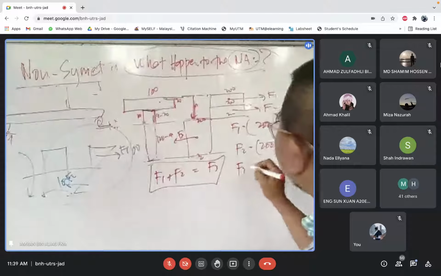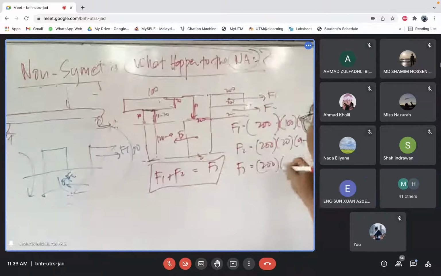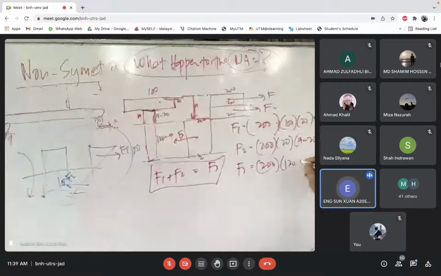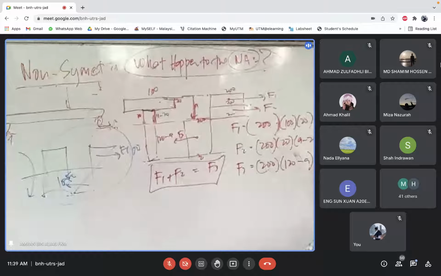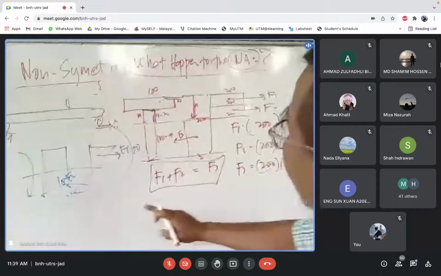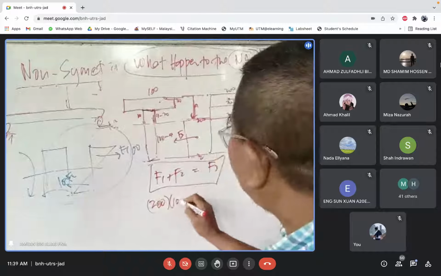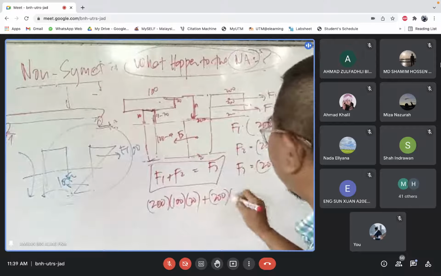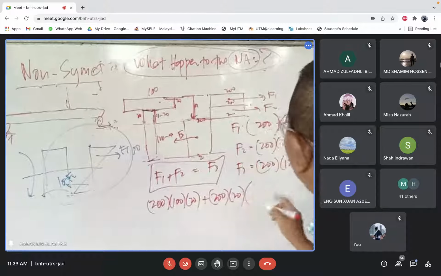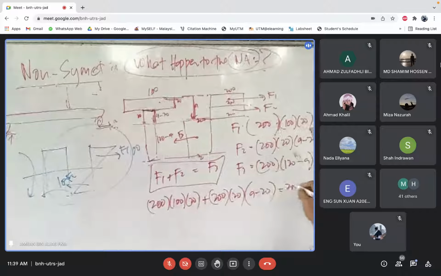So what is F3 there? 200. What is the area? 20 times 120 minus A, right? Yes. And then put that one into the equation there: 100 times 20 plus 200 times 20 times A minus 20 equal to 200 times 120 minus A times 20.